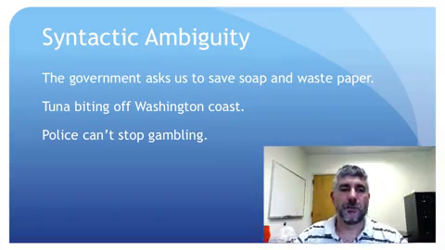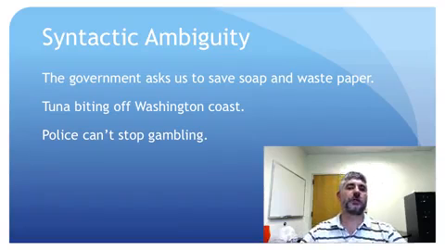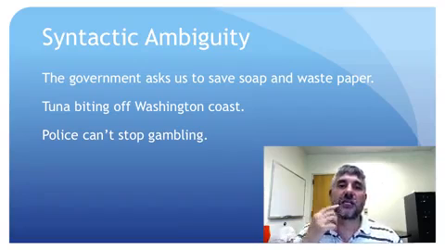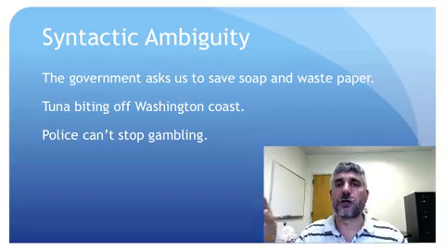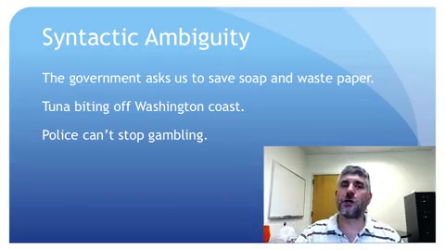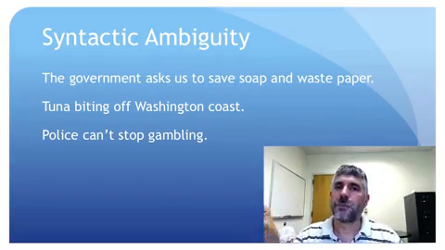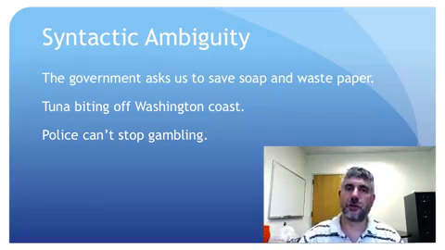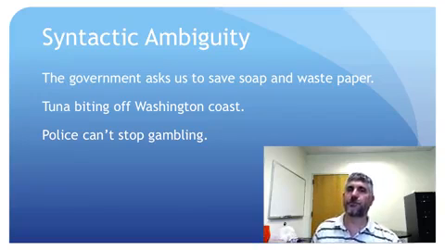Here's another example. Tuna biting off Washington coast. Again, there are two different ways to interpret this sentence. You can interpret it, perhaps most plausibly, as saying to fishermen, look, if you're interested in fishing for tuna, you should fish off the Washington coast, because if you fish off the Washington coast, you'll find that the tuna there are biting. Right? So you'll be able to catch tuna if you fish off the Washington coast.